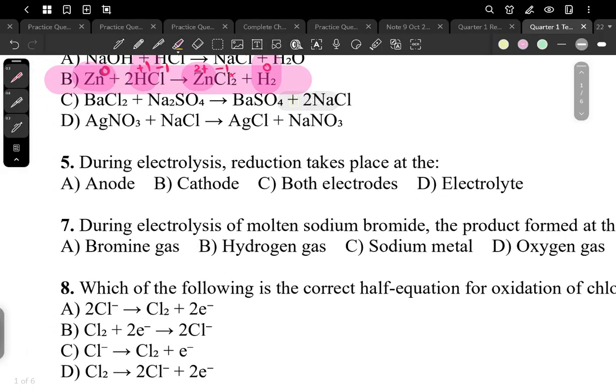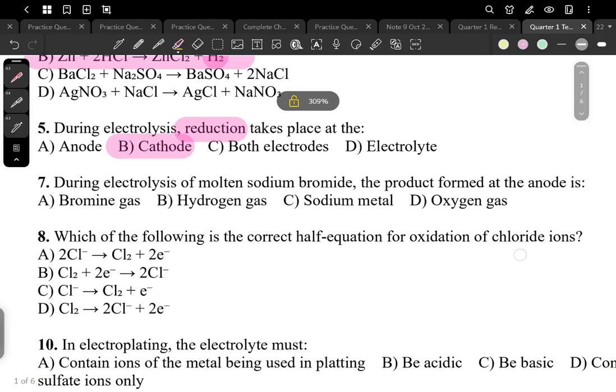During electrolysis, reduction takes place at... that's very important, the reduction always takes place at the cathode. Don't forget this. Try to remember this. As always, reduction, gaining of electrons, happens at the cathode. Oxidation, losing of electrons, happens at the anode.